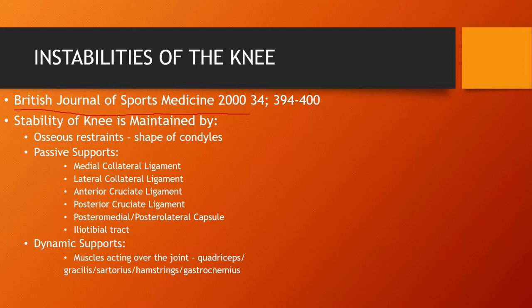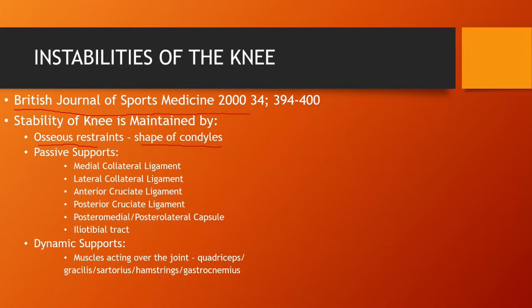So according to this report, which gives us some in-depth discussion of the ligamentous structures of the knee, the stability of the knee is maintained by several structures. It's maintained by osseous structures, it's maintained by ligamentous and capsular structures, and then it's also maintained by muscular structures. So with regards to the osseous restraints, it's the shape of the condyles, both the medial and lateral femoral condyles and the medial and lateral tibial condyles, also known as the tibial plateaus, that provides some measure of stability to the knee.